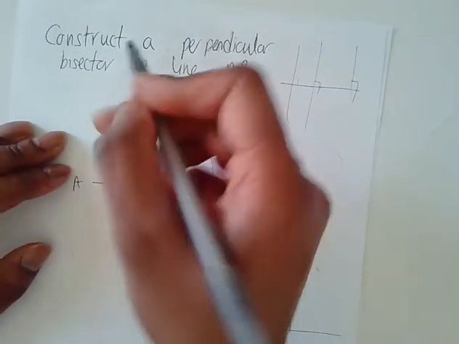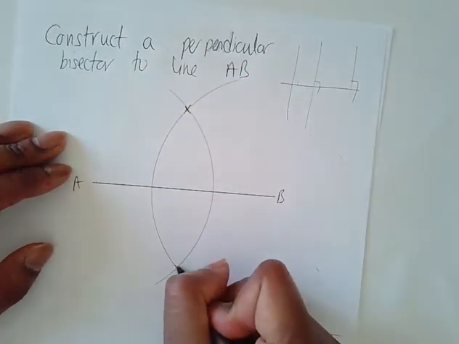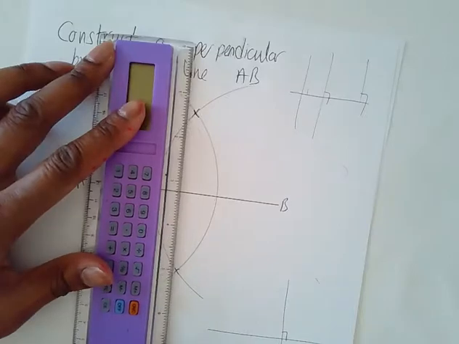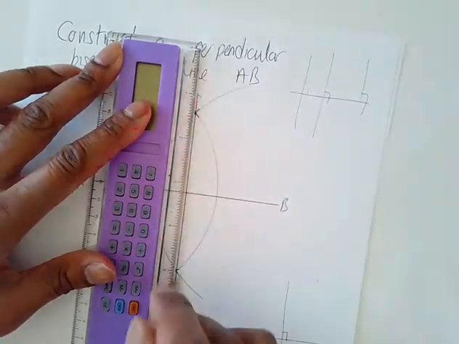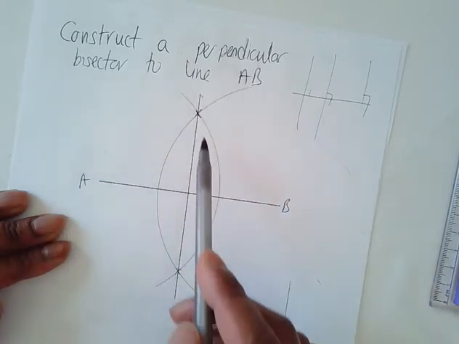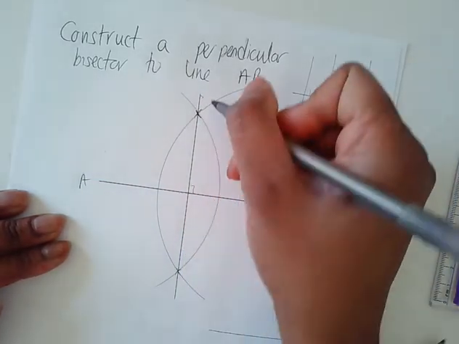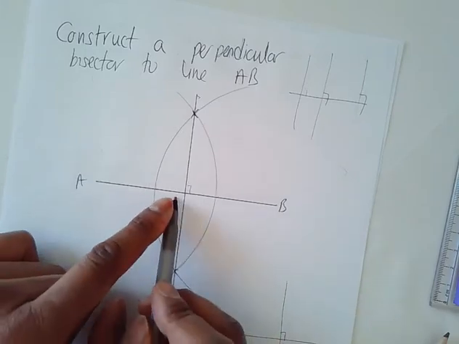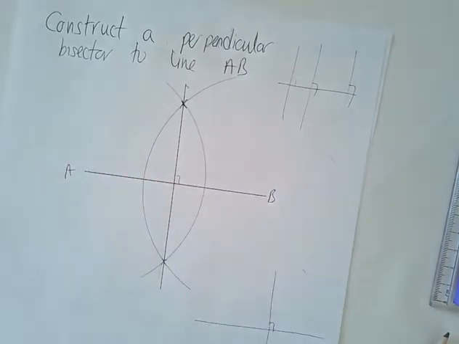All you need to do now is join these points, and that's it. That's a construction of a perpendicular bisector to line AB. It's perpendicular because it's a right angle, and it's bisecting means cutting line AB in half.